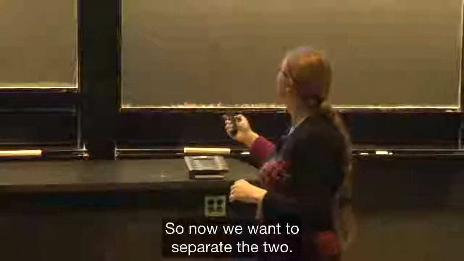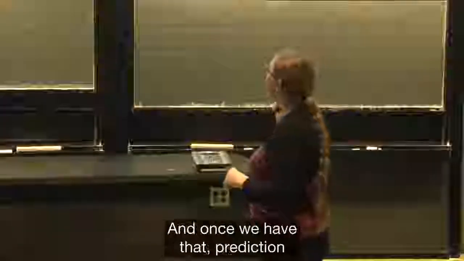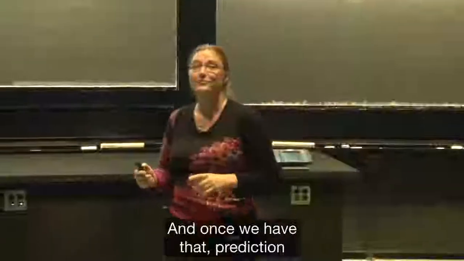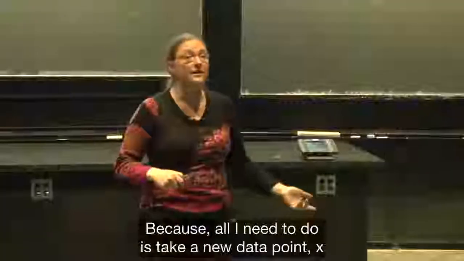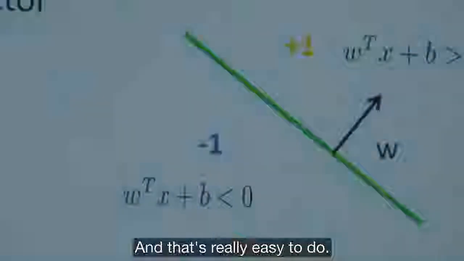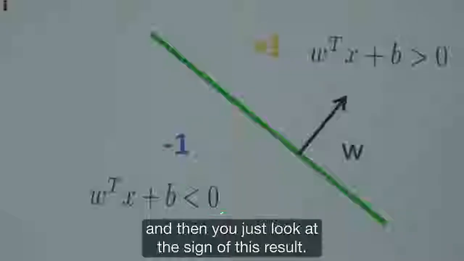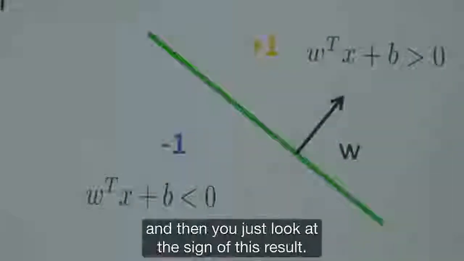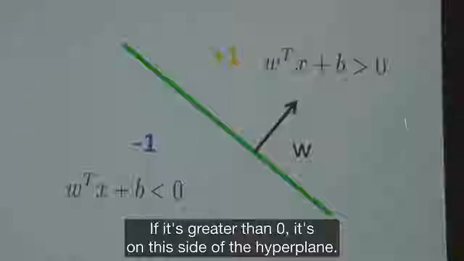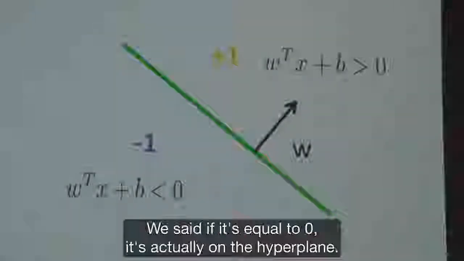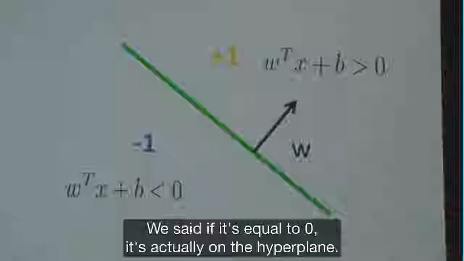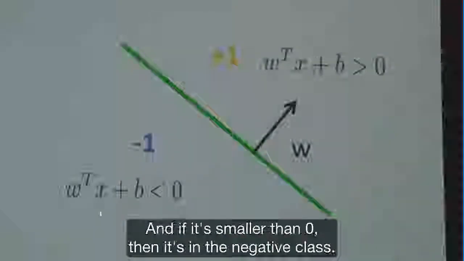So now we want to separate the 2. And once we have that, prediction is really, really easy. Because all I need to do is take a new data point x and evaluate this equation. And that's really easy to do, right? It's just W transpose times x and add the bias. And then you just look at the sign of this result. So if it's greater than 0, so on this side of the hyperplane, we said if it's equal to 0, it's actually on the hyperplane. And if it's smaller than 0, then it's in the negative class.